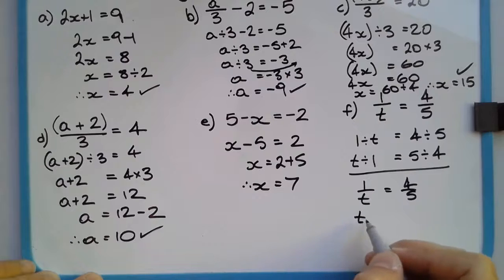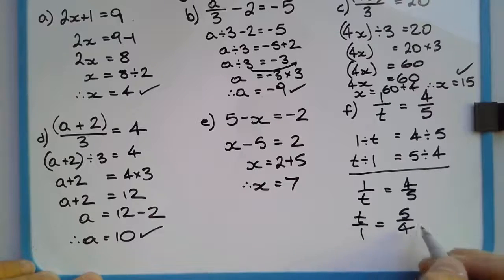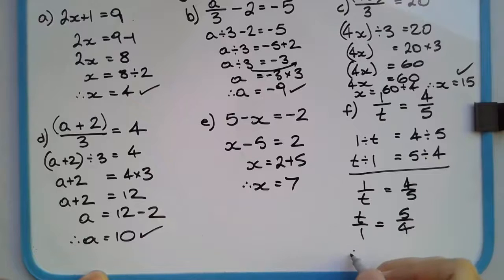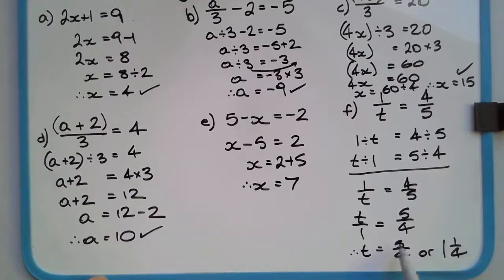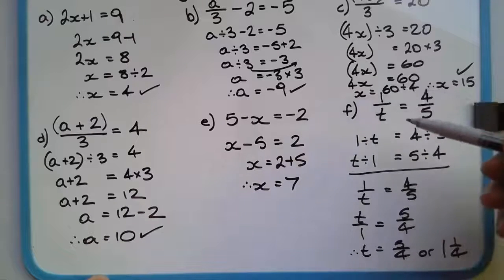So t over 1 is equal to 5 over 4, and t over 1 is just t, therefore t is equal to 5 over 4, or 1 and 1/4. Now you can substitute that into the original equation, see if it works, use your calculator. 1 over 5 on 4 will equal 4 on 5.